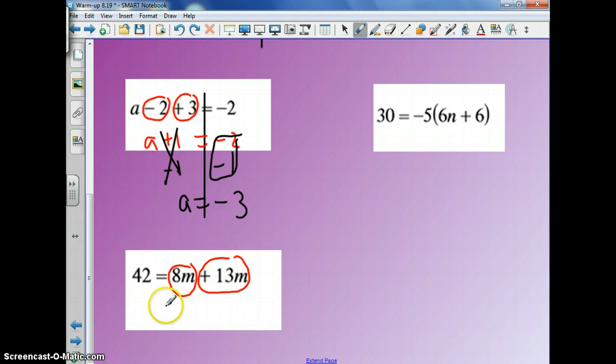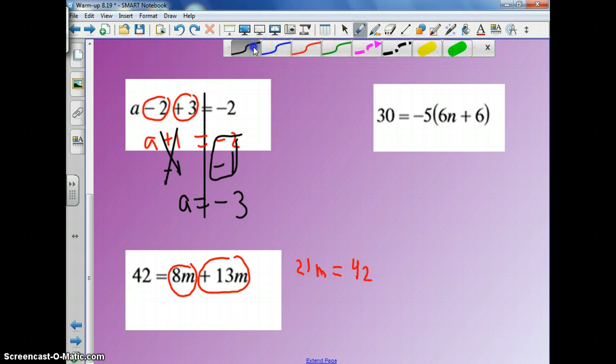8m plus 13m is 21m, I heard. Does everyone agree with that? Yeah. I like to put that 21m first, so I'm going to go ahead and do that at this point. Questions so far?